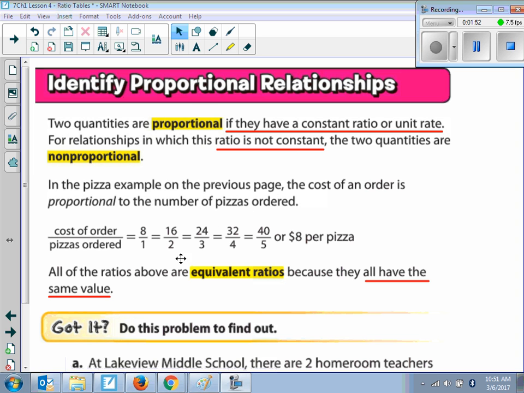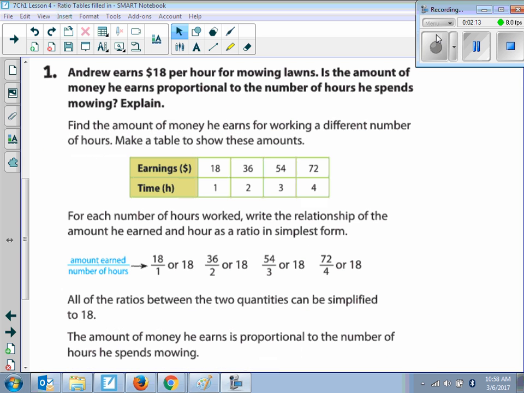Okay? So here, all of the ratios above are equivalent ratios because they all have the same value. These are the cost for pizzas in our warm-up, and all of the ratios simplified to $8 for 1 pizza. So because they all have the same value, they are equivalent ratios.